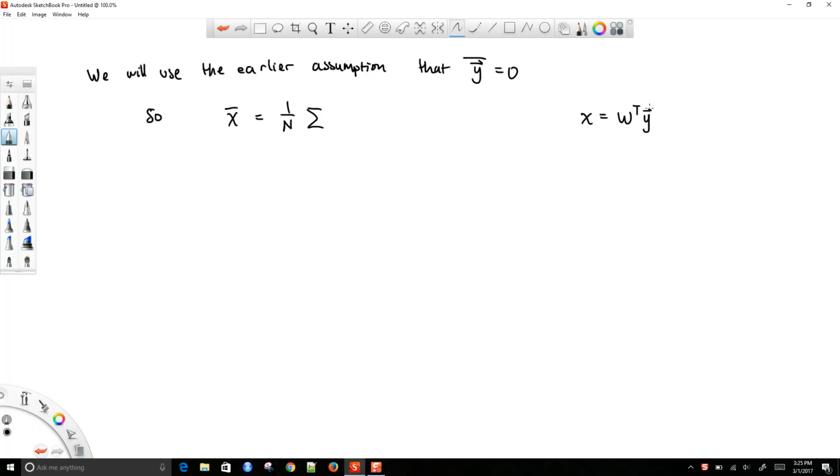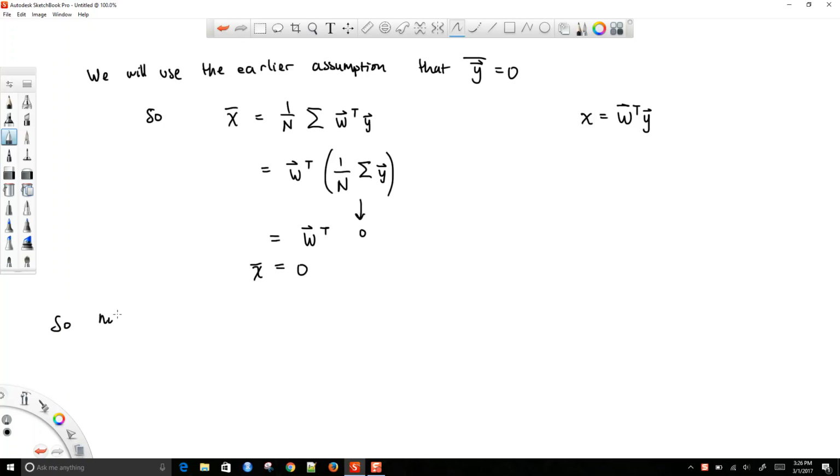w transpose y. Okay, so because of this, we can pull out the w transpose, and this part becomes 0. So we get W transpose times 0, so we get 0. Okay? So we'll have x bar equal to 0.